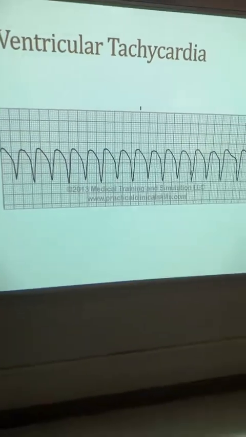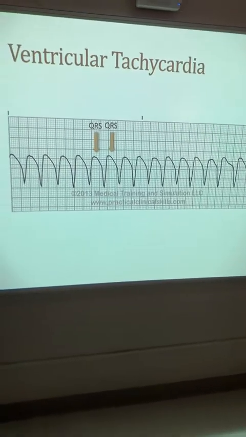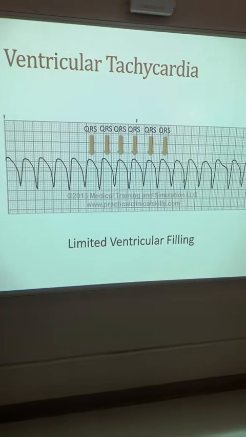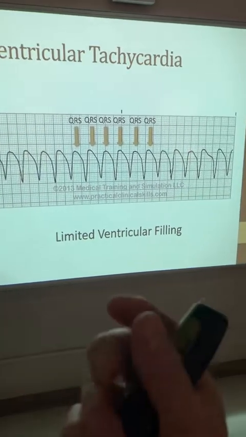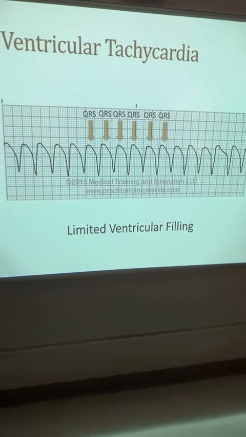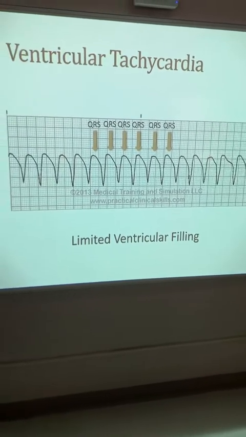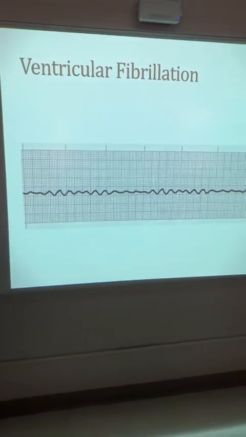And what do you notice? You notice a QRS and a QRS and a QRS and a whole bunch of QRSs, which means there's going to be limited ventricular filling. The heart actually doesn't expand enough to allow the blood to come in, therefore blood's not getting to the rest of the body either. The next one we want to look at is ventricular fibrillation.